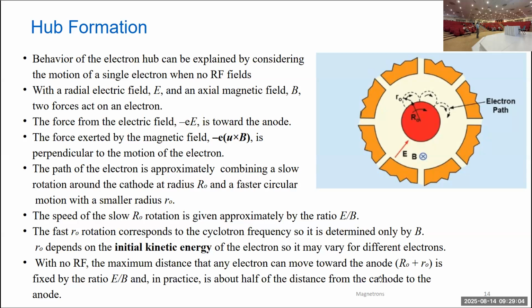With no RF, the maximum distance that an electron can move towards the anode is capital R0 plus small r0, and this is fixed by the ratio of electric field and magnetic field. In practice, generally it is half of the distance from the cathode's outer surface to the anode's inner surface. Here the space charge hub is moving.